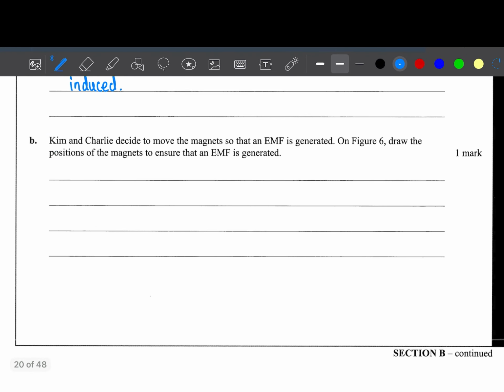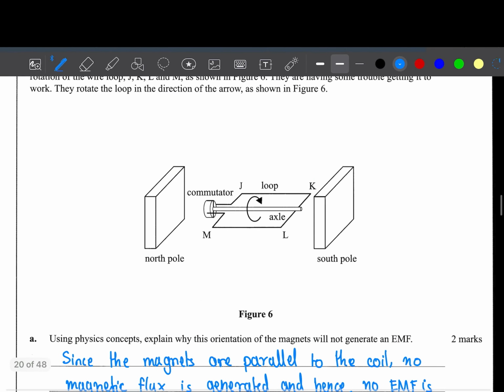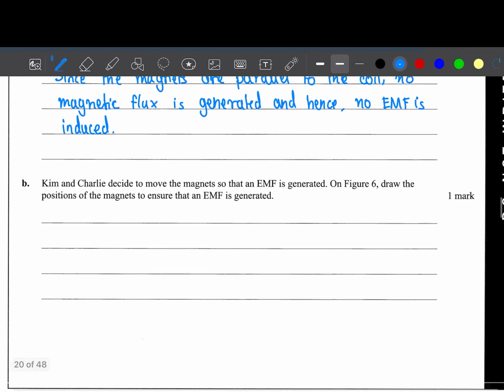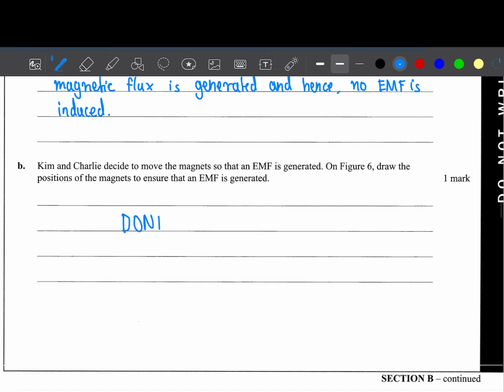So Kim and Charlie decide to move the magnets so that EMF is generated. On figure 6, draw the position of the magnets to ensure that EMF is generated. Okay, so this can be our north, and this will be south. So now it will be generated. Cool. So done on the diagram.